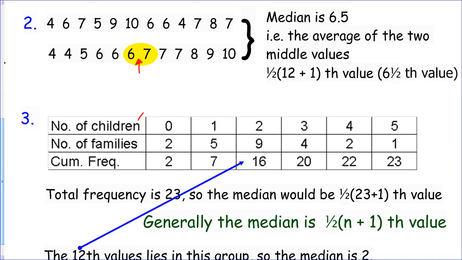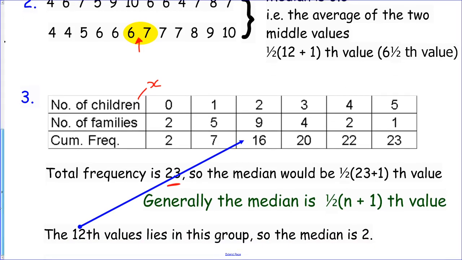When we come to our number of children, which is x, these are not groups, they're still individual things. We can still use this idea to pick out median. If we've got 23 things, we're going to be looking for halfway through. We add 1, we get 24, we divide it by 2, we get 12. So we're going to look through and find the 12th thing.